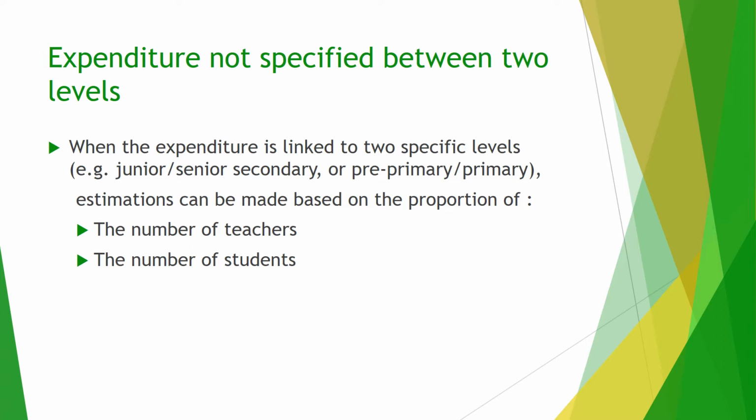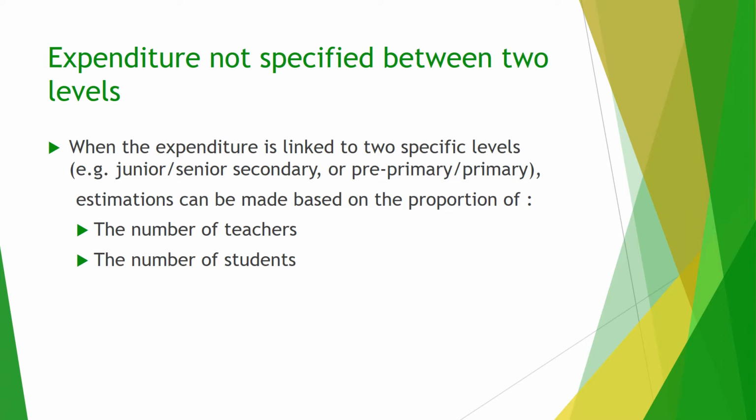The implicit hypothesis behind this is that the student-teacher ratio will be the same. If we have more information on the size of the classes, for instance, this will help us allocate the teachers and the salaries for these teachers to junior secondary and senior secondary.